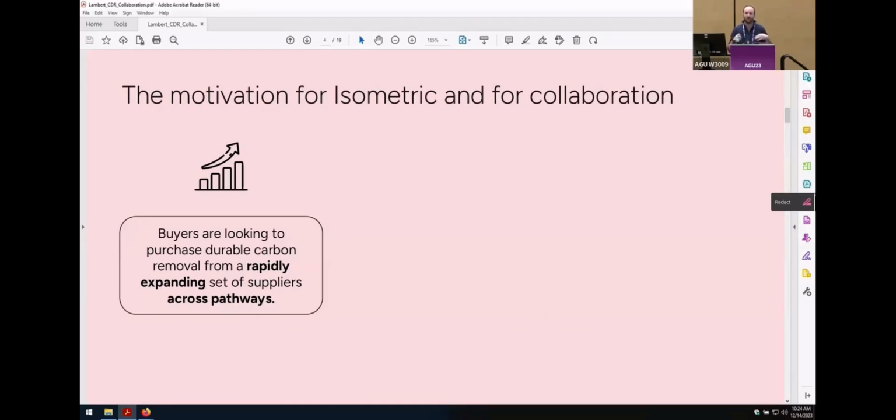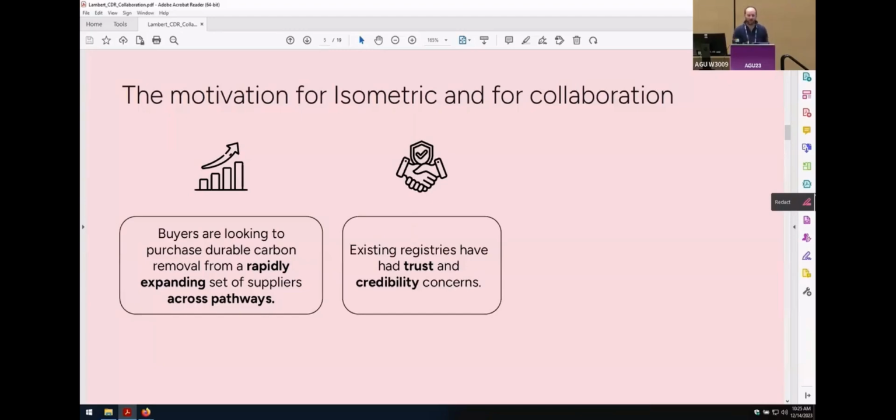Moving into why we think we're needed in this space for a science platform and a registry: CDR is rapidly growing and expanding, driving more and more suppliers and pathways. And so it's becoming harder and harder to keep up with what's going on. So we're hoping to provide a space where we can critically evaluate everything that's going on.